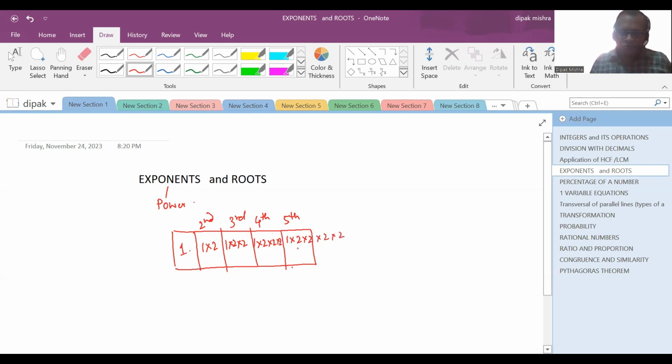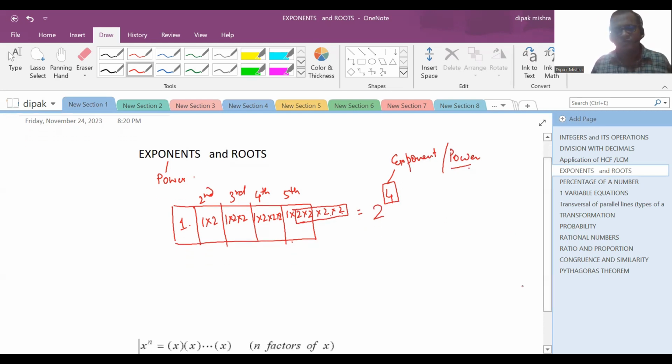So instead of writing like this, what you can do is 2 multiplied by 2 multiplied by 2 multiplied by 2. You say this as 2 raised to the power of 4. So this is the exponent or power of 2.